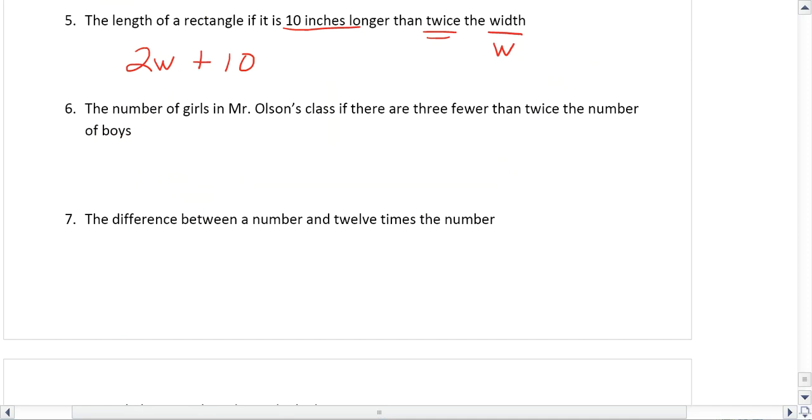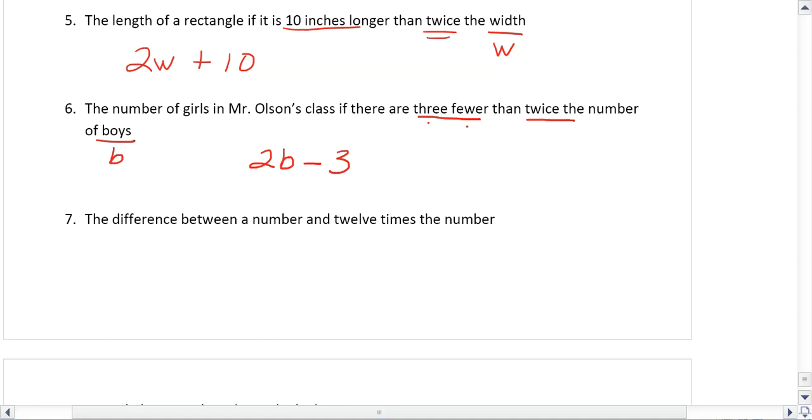Number 6, the number of girls in Mr. Olson's class if there are 3 fewer girls than twice the number of boys. I don't know anything about boys, so I'm going to call that x, or maybe b in this case. So we know that there's 3 fewer girls, so we have a subtract in here somewhere, and twice the number of boys. So let's take twice the number of boys first, 2b. 3 fewer than that would be a -3.